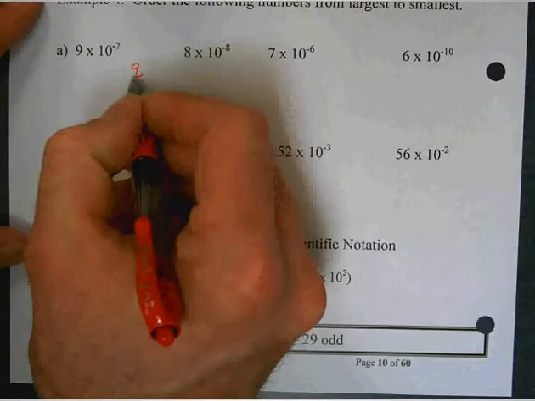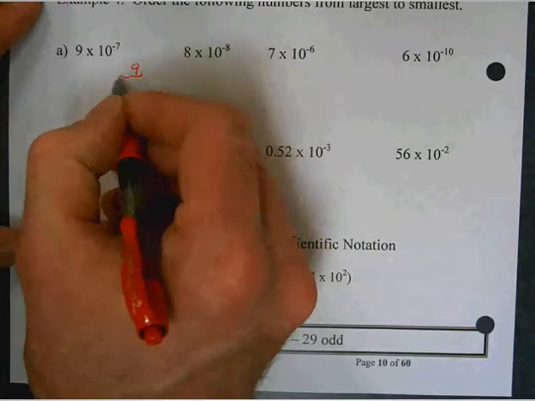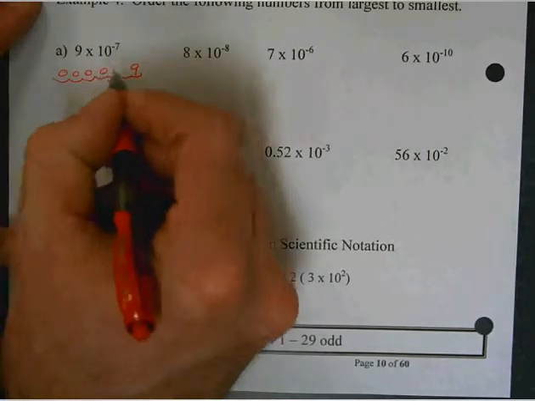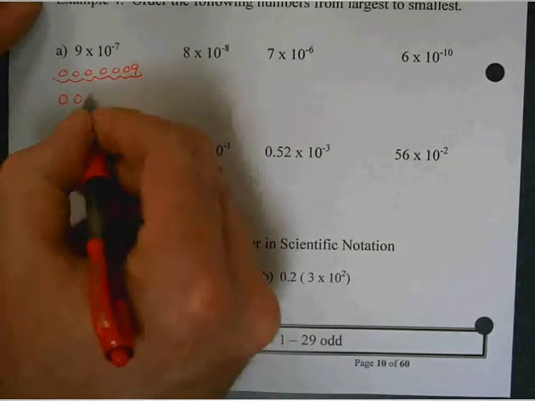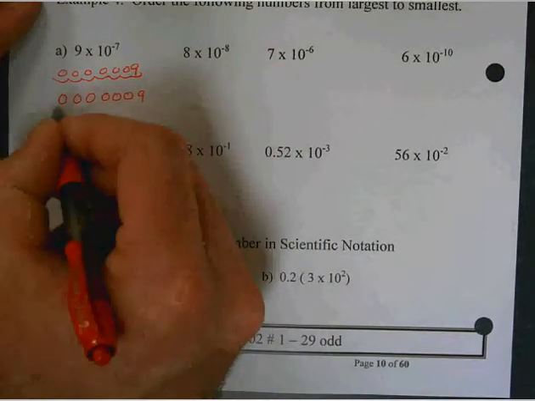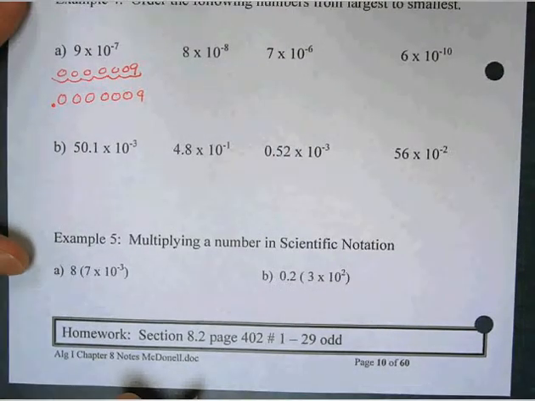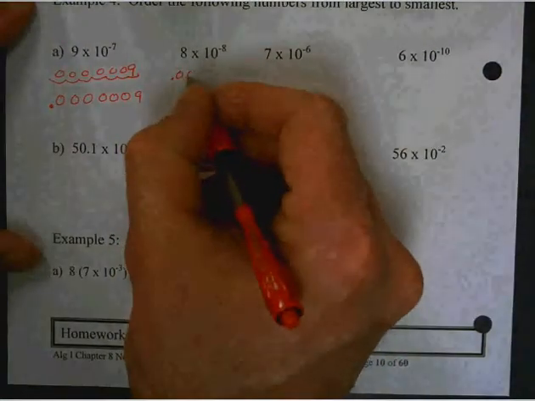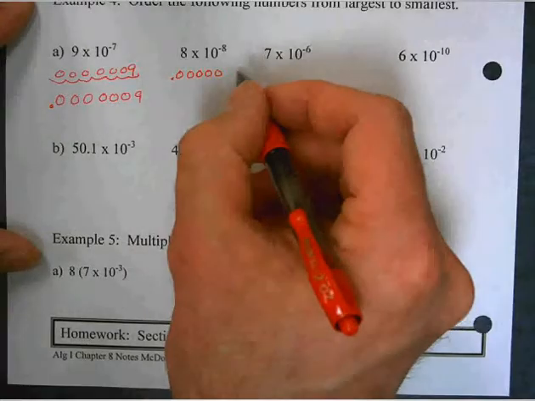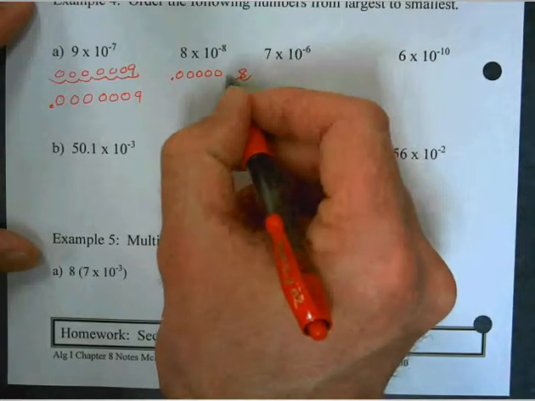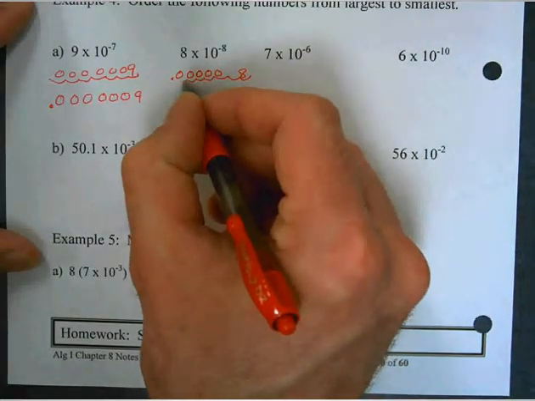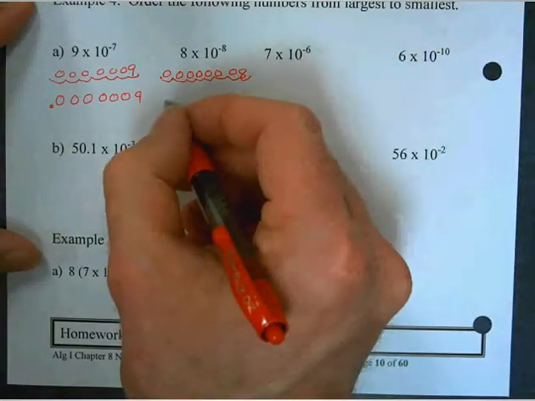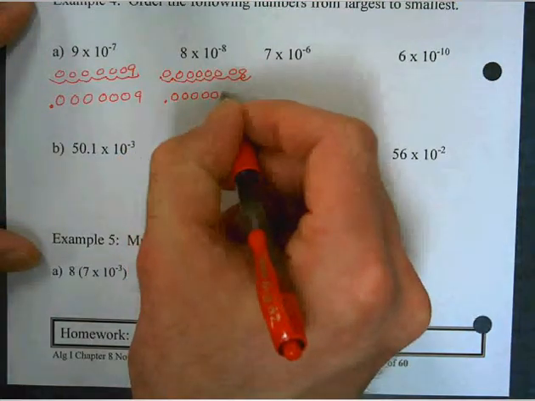1, 2, 3, 4, 5, 6, 7. So that's 0.0000009. All right, there's our first one. Our second one. 0.00000. Let's see, I got to work backwards here. 1, 2, 3, 4, 5, 6, 7, 8. So I have 1, 2, 3, 4, 5, 6, 7, 8.